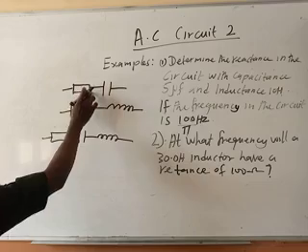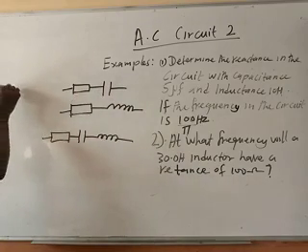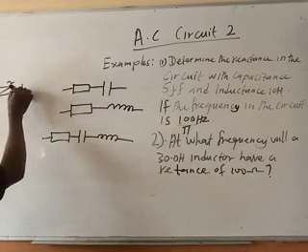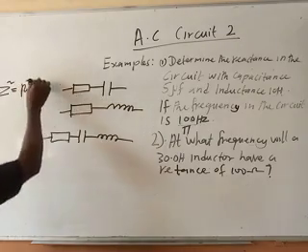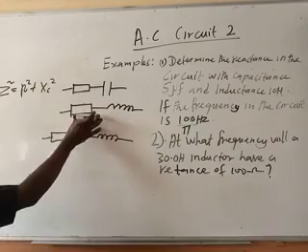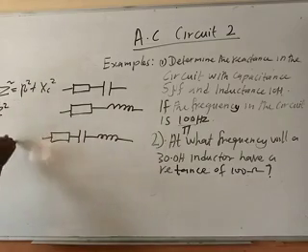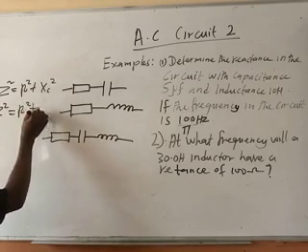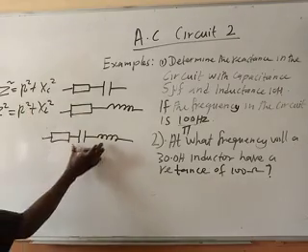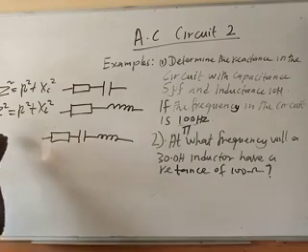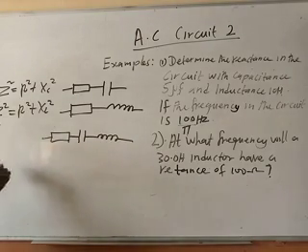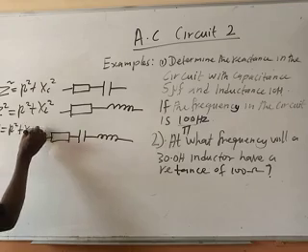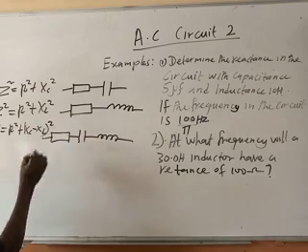Impedance in this case, for this one, let's say impedance square is equal to R square plus XC square. But for this one, we have impedance square is equal to R square plus XL square. But in this case that we have the two together, we have impedance square is equal to R square plus XC minus XL everything square.